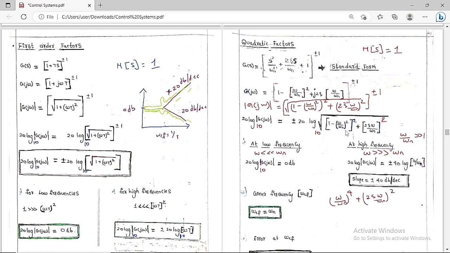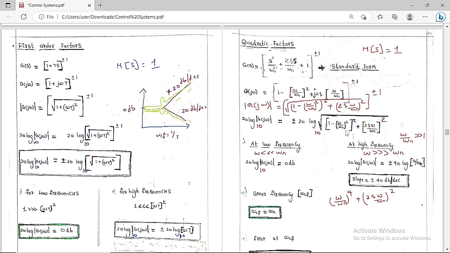If you simplify this value, it is approximately equal to omega by omega n only. So this overall value is omega by omega n whole square. If you take the square up and down, we are going to get plus or minus 40 log of omega by omega n. So this one you always have to keep in your mind.